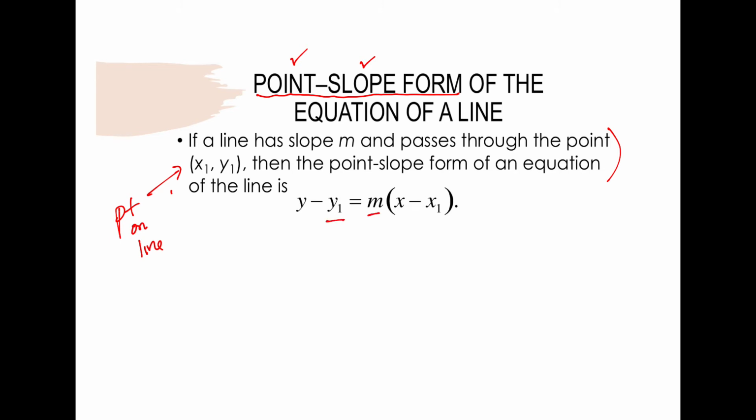So if we fill in these spots, leaving the x and y as variables, but for the x1, y1, we're going to actually put numbers in there, whatever the x value is of the point it passes through and the y value is of the point it passes through, and then m being the slope. If we put those numbers in there, we automatically have the equation of that particular line. So the purpose of this is really to give us a quick plug-in formula that, once we put those numbers in, we have the equation of that line.